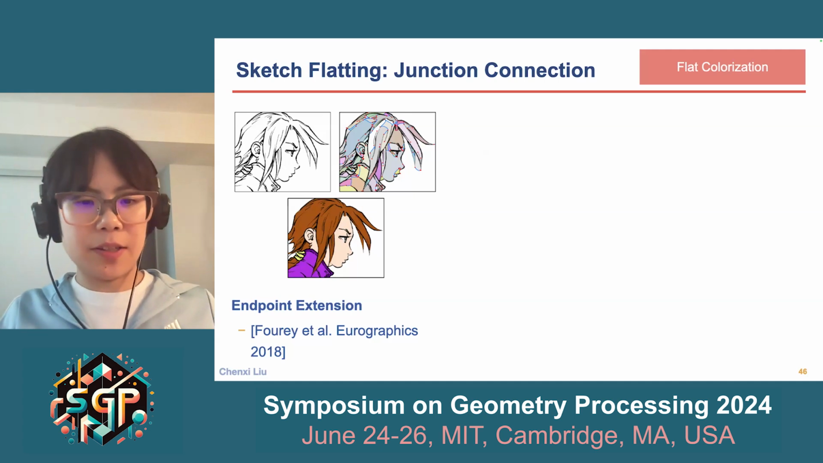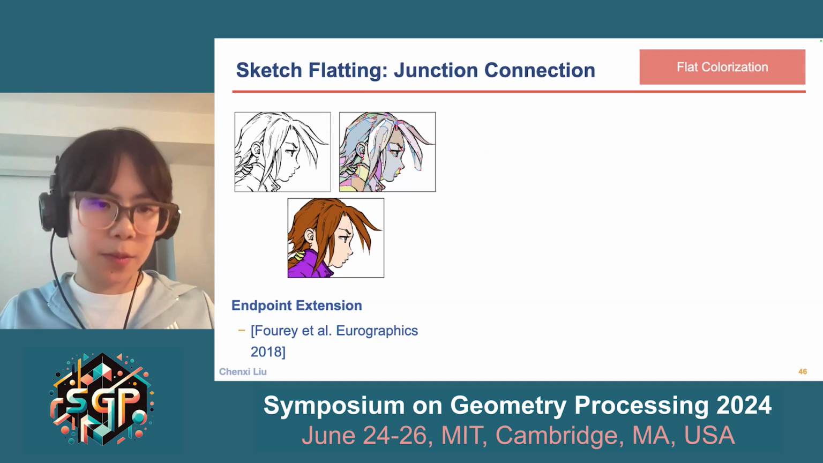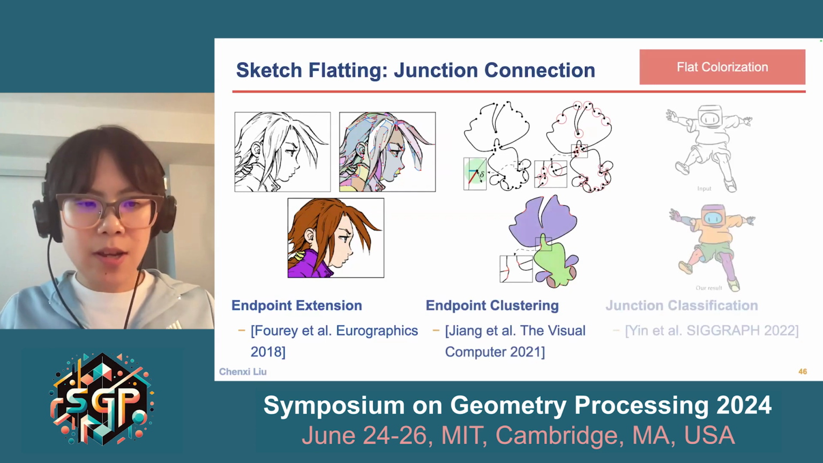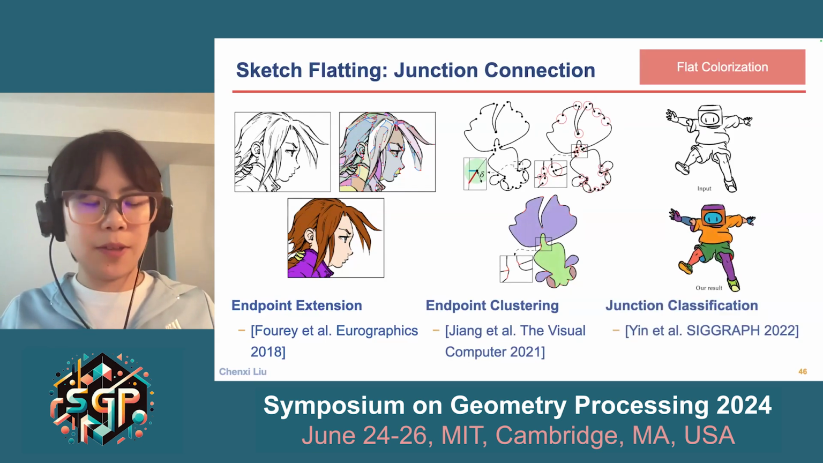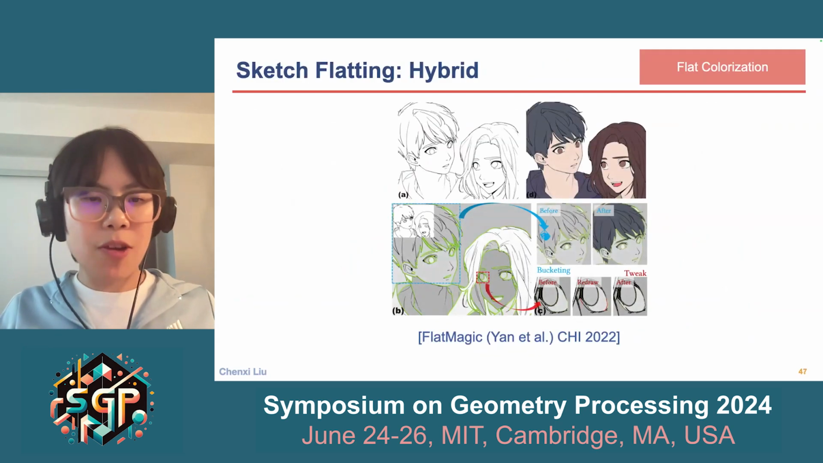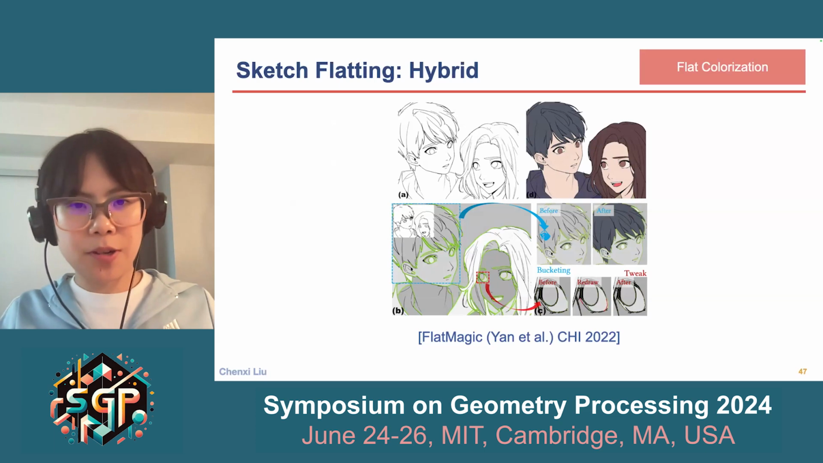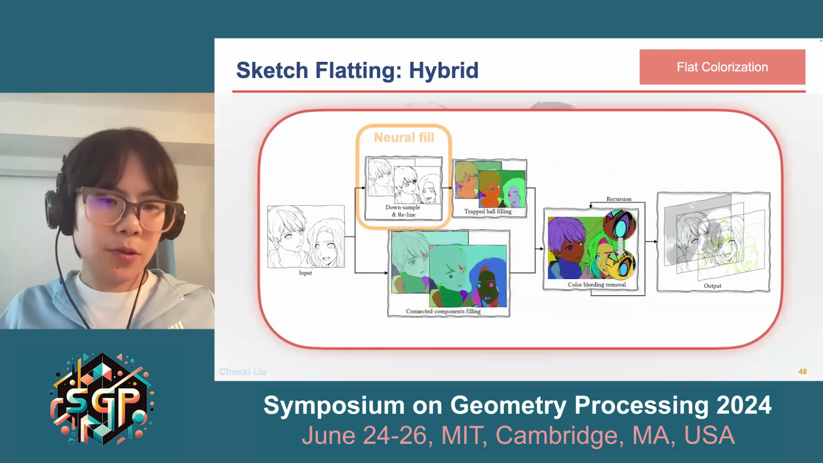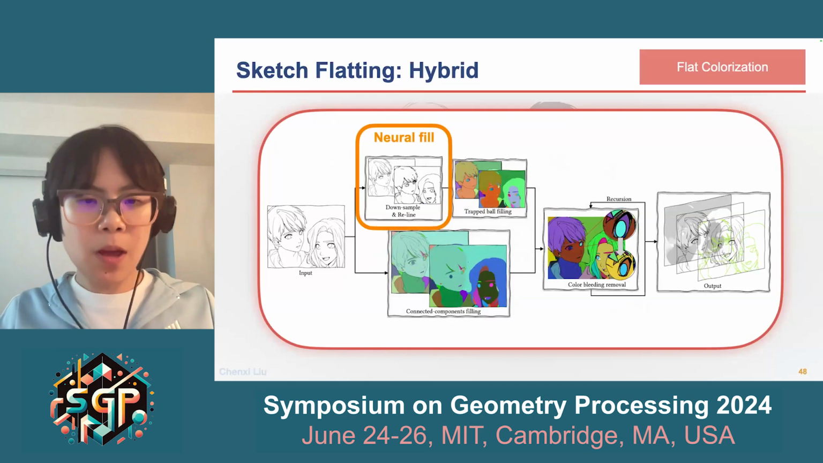Methods go from simply extending the endpoints, like in this early paper, to clustering endpoints using some heuristics, to later on some learning-based classification for the discrete junctions. A more recent work on this topic takes a hybrid approach. So they take in raster inputs. It combines neural field with classic trap ball to generate an initial segmentation.